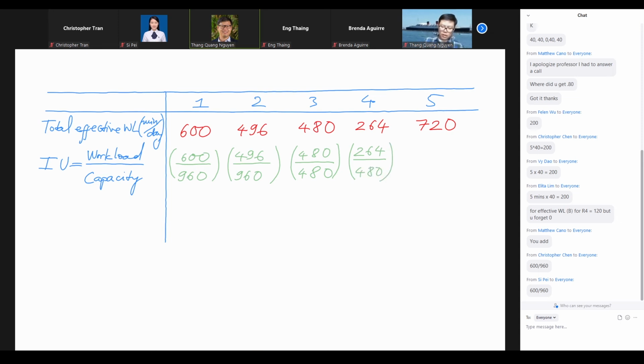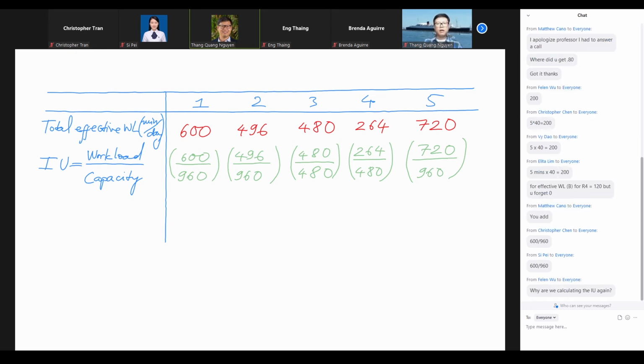Again, the 480 here is the capacity because there's only one worker each at 3 and 4. So in one day, that's how many minutes of work that single worker can offer, right? So we take the workload divided by the capacity, workload divided by capacity. At 5 is very similar. We take 720 divided by 960, right? And here are the answers, the final numbers.